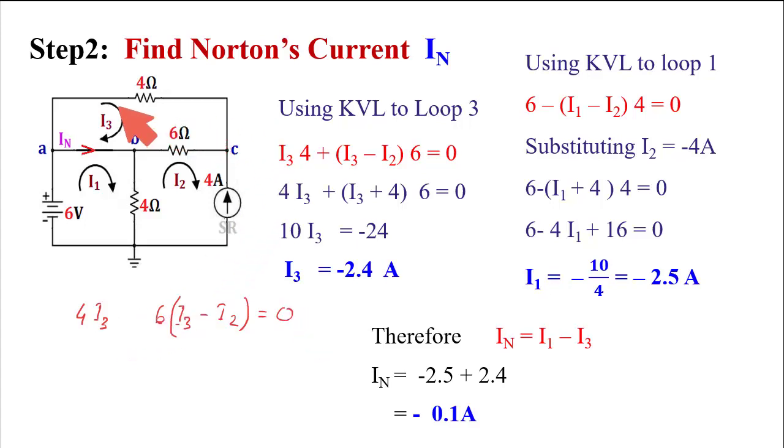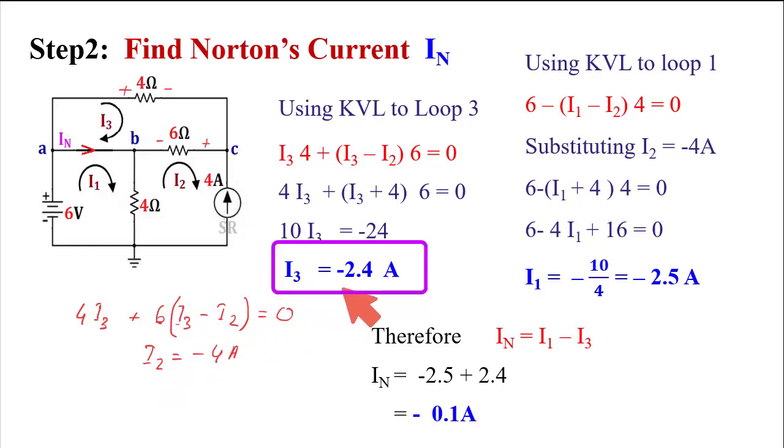Now see what the polarity will be. Through the 4 ohm resistance, current is flowing from left to right, so this is positive, this is negative. Through the 6 ohm resistance, I3 minus I2 is flowing from right to left, so this is positive, this is negative. See here, positive, negative, positive, negative. So both potential drops are in series connection, so both will be positive. In this equation, similarly, I will put the value of I2 as minus 4 ampere. Putting this value in this equation, I got I3 is minus 2.4 ampere.